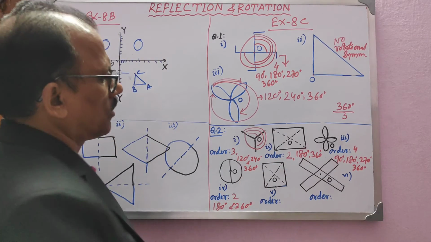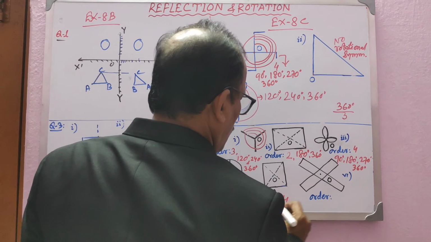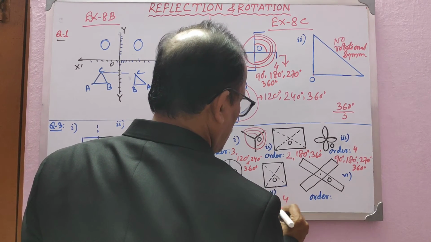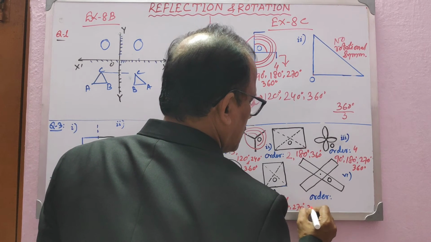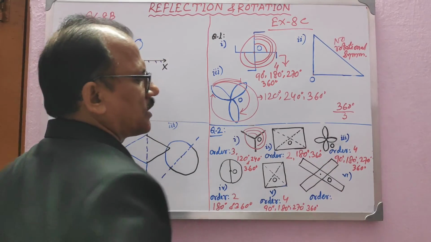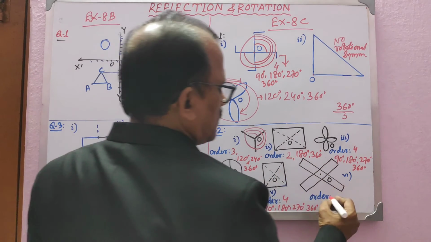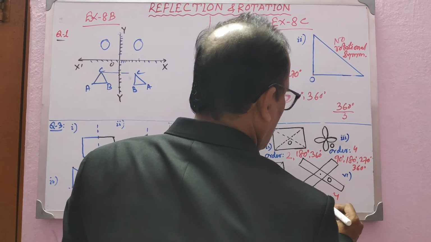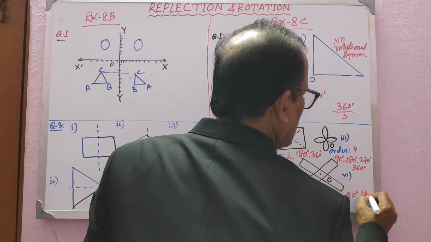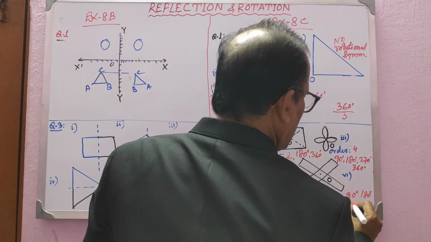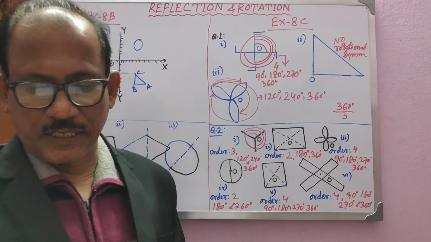In this case, what order will it follow? It will follow again order 4. What are those angles? 90 degrees, 180 degrees, 270 degrees, and 360 degrees. In this case, what order will it follow? It will again follow the same order, that is order 4, that is 90 degrees, 180 degrees, 270 degrees, and 360 degrees. This way rotational symmetry comes.